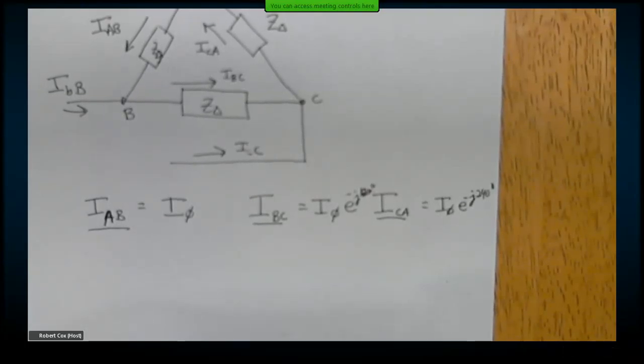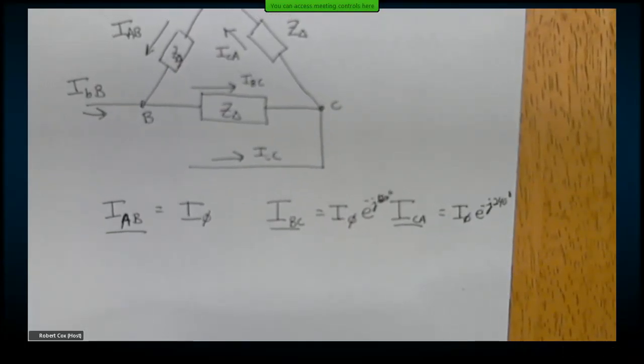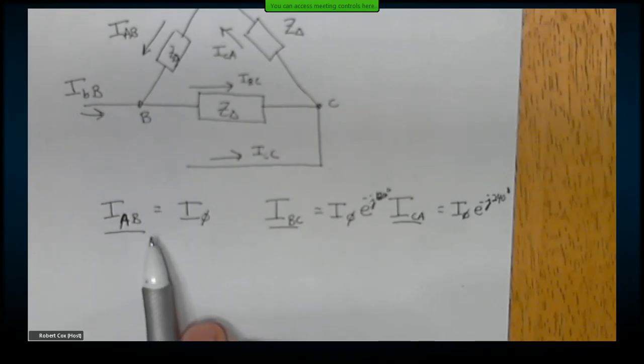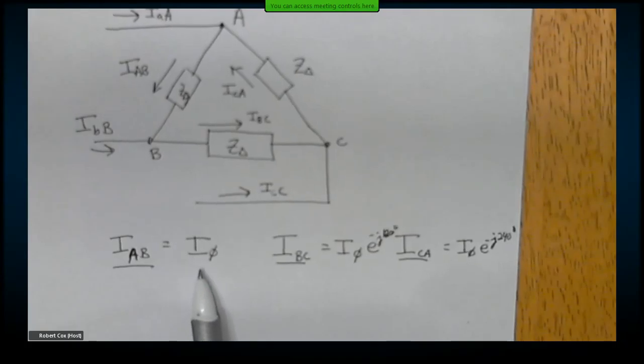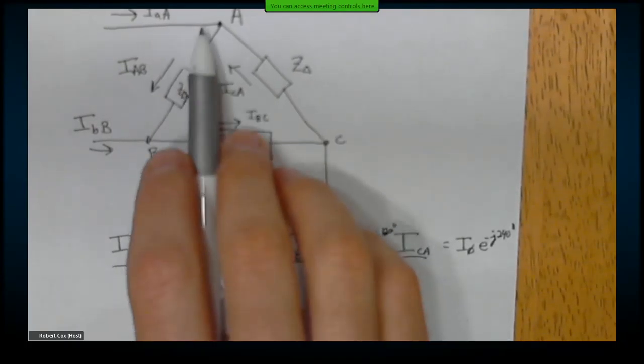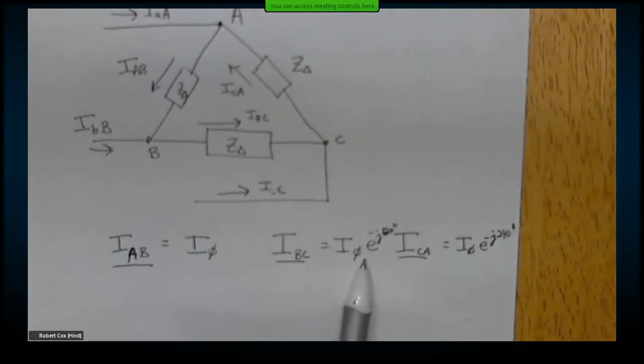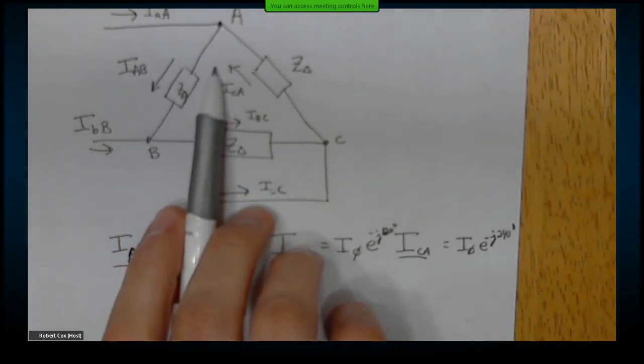All right. Again, let's keep going with this. We see these currents: the magnitudes are all the same, and they're shifted by 120 degrees. IAB we say is at 0 phase. IBC is 120 degrees behind this one, and this one is 240 degrees behind. Now, let's say I wanted to relate the line currents to the phase currents.